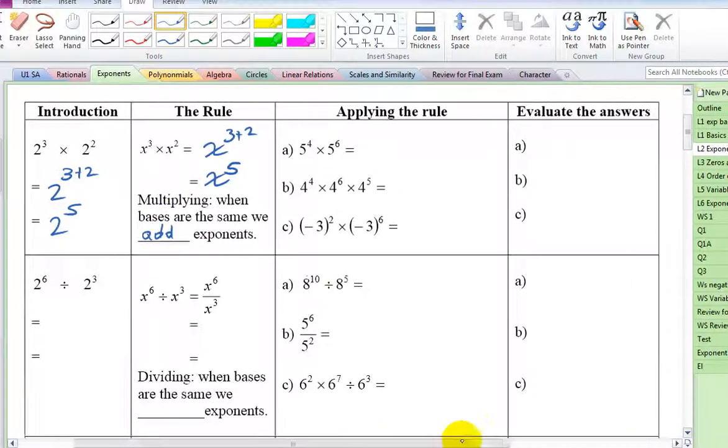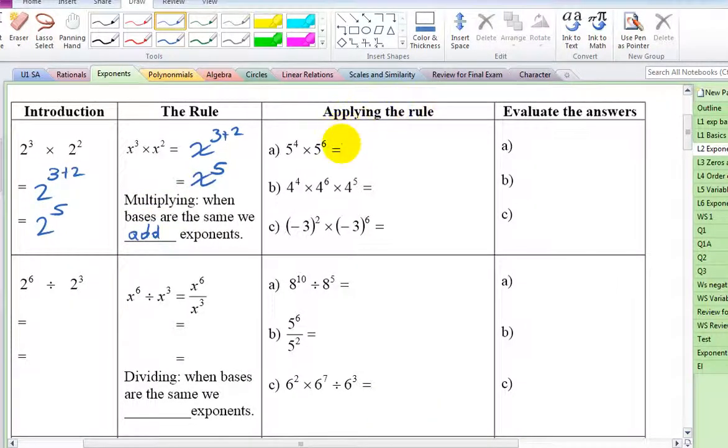So when the bases are the same, we add the exponents when you multiply. Okay? Good. So here I want you to apply the rule. 5 exponent 4 plus 6 equals 5 exponent 10. Okay. What would this one be? 4 exponent what? Please show your work. 4 plus 6 plus 5, 4 exponent 15. I'm not writing down the work for my own benefit. Trust me, I know how to do this stuff.